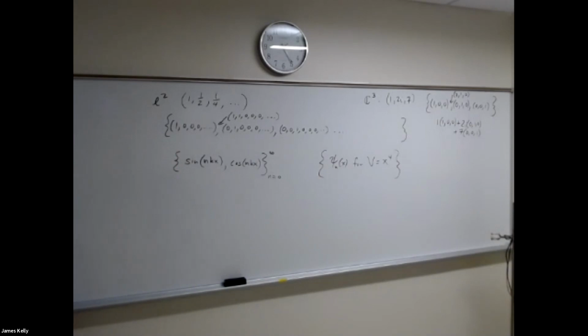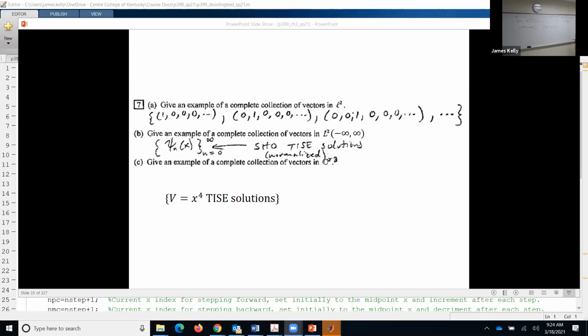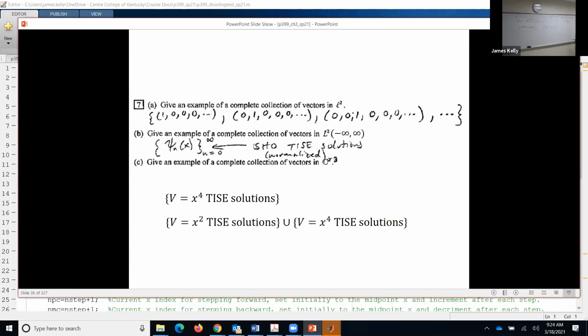That is the idea. Let me see if I put any more on here. I can't remember what I put in the slides. Okay, so the x to the fourth time independent Schrodinger equation solutions, the collection, which is the union of the x squared and x to the fourth time independent Schrodinger equation solutions. I'm not being too creative there with how I'm putting them together, but that's basically the idea.